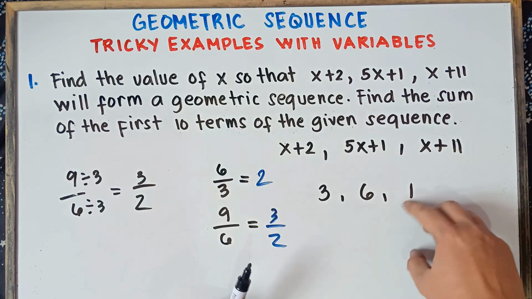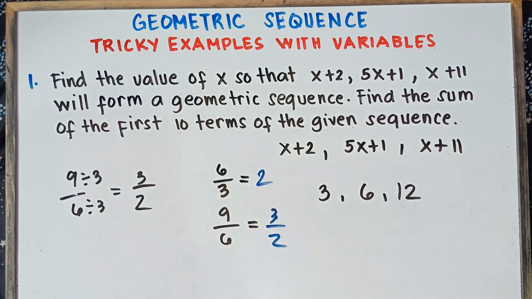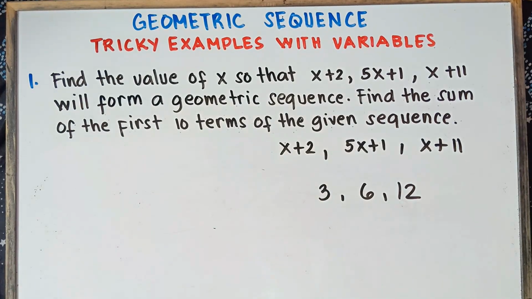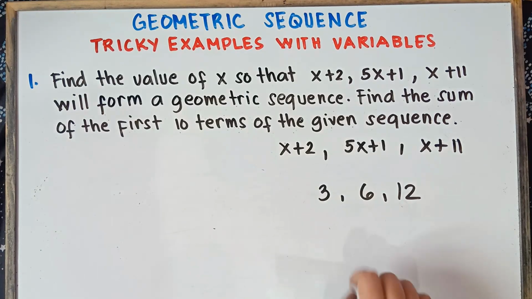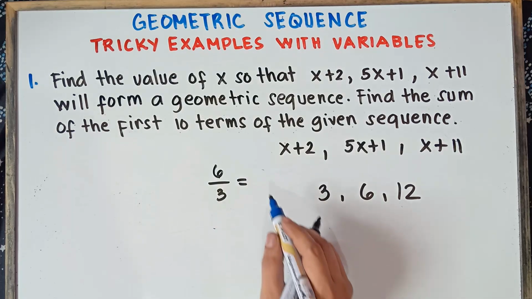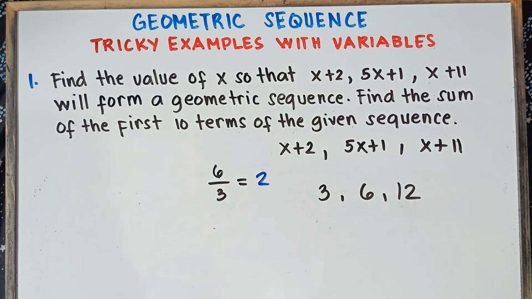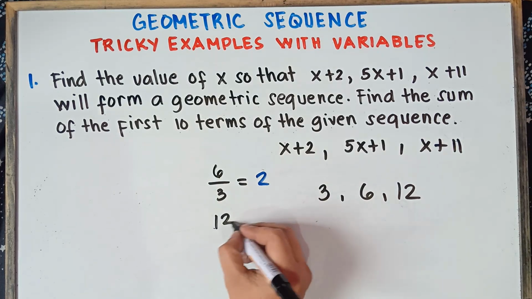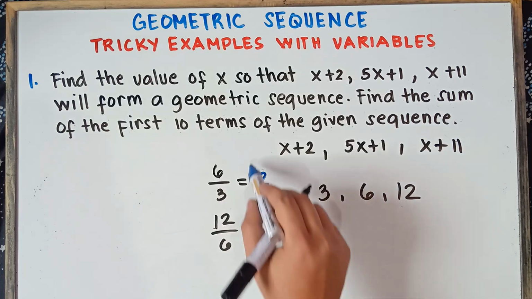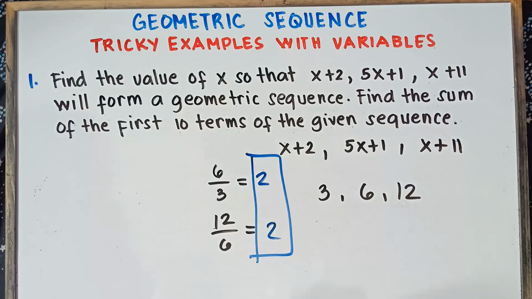So let's change this number. What if I say this is 12? We have 3, 6, and then 12. Can we call this one a geometric sequence? Alright, let's check. Dividing the second term by the first term, 6 divided by 3. What's the answer, class? That's correct, that would be 2. You also divide the third term by the second term, 12 divided by 6. What's the answer, class? That's correct, the answer is 2. Now, do they have the same common ratio? Yup, they have the same common ratio. So therefore, this is a geometric sequence.